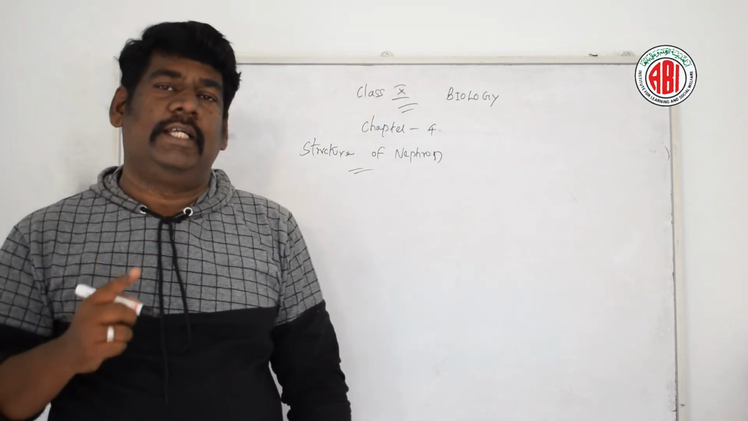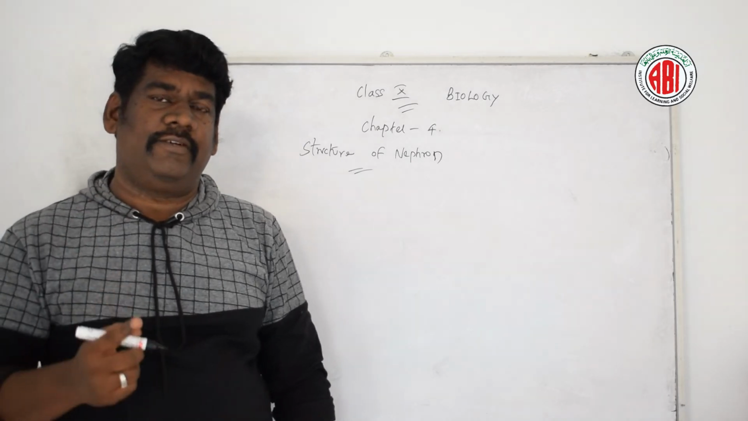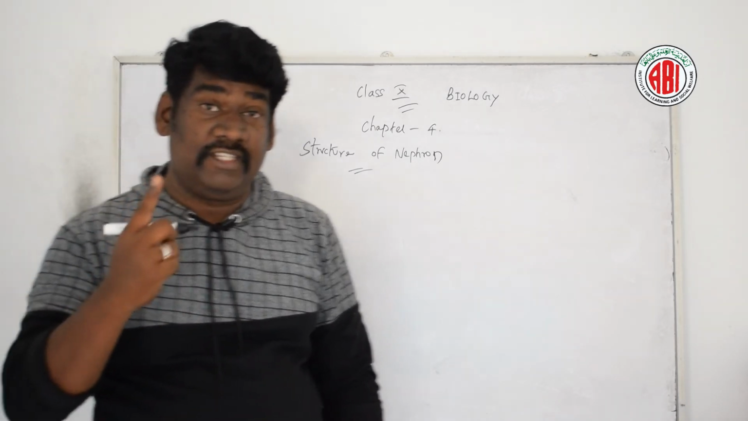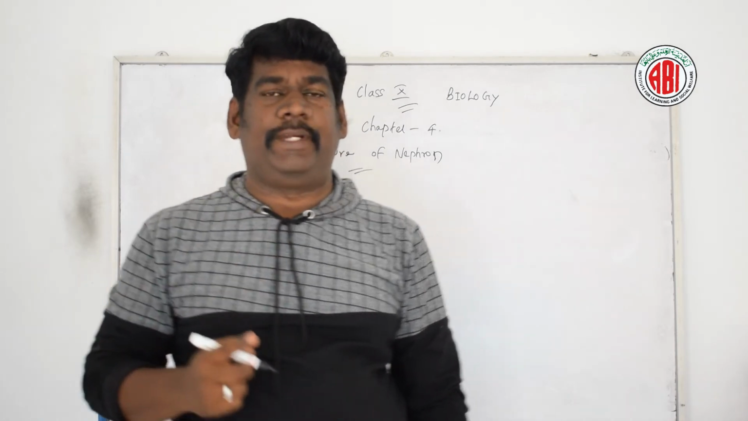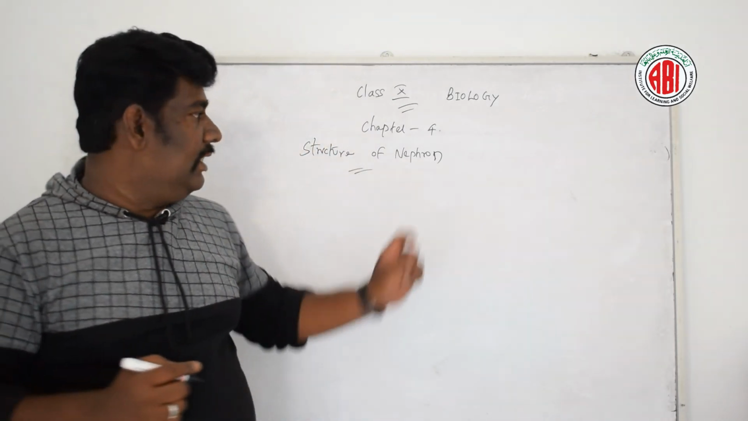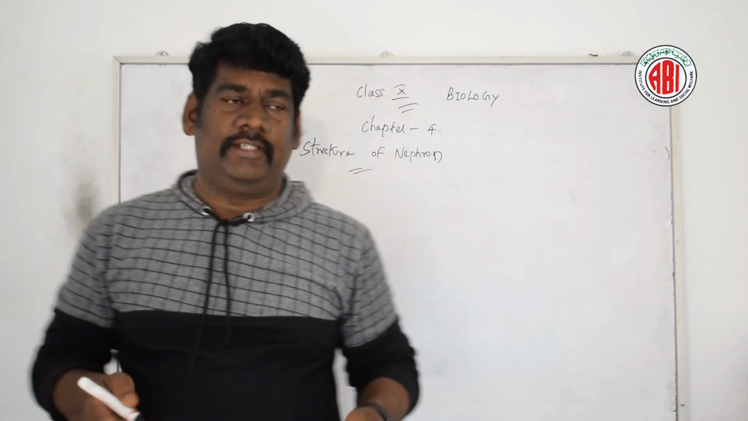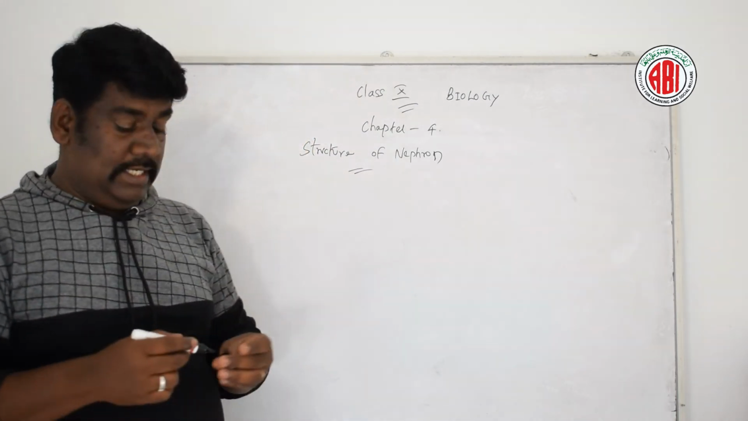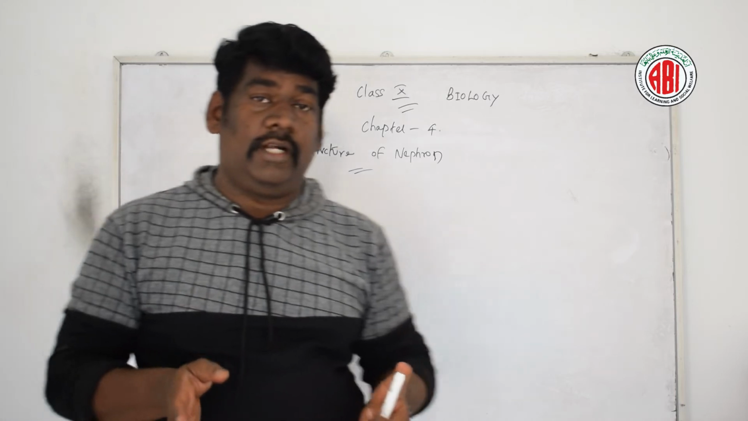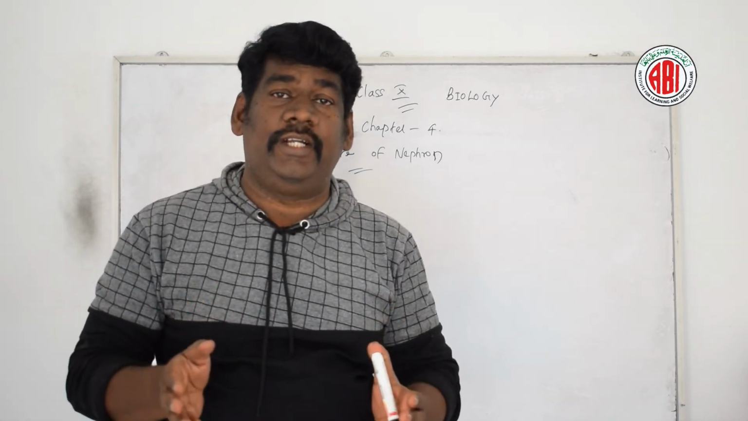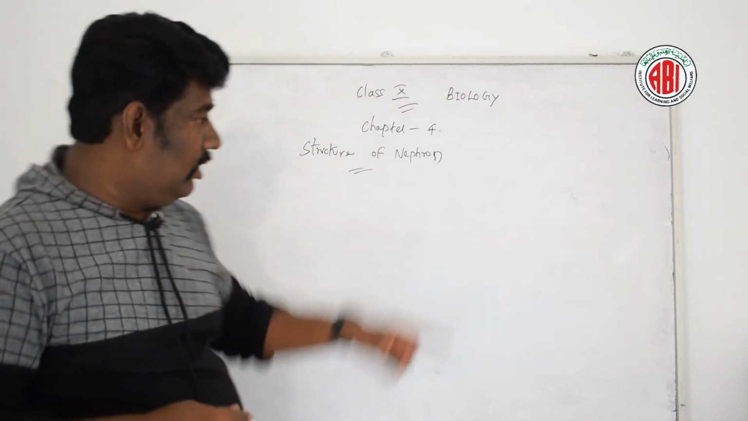Neuron is the structural and functional unit of the nervous system. We should keep it in our mind. Nephron is totally related with the human kidney. Nephron is totally different. So nephron is related to kidney, and it is also called the structural and functional unit of excretory system. So keep it in your mind.